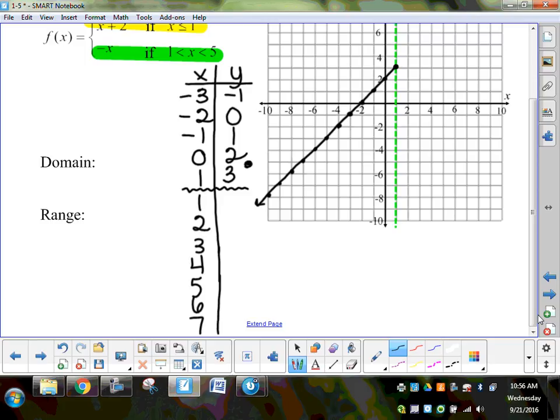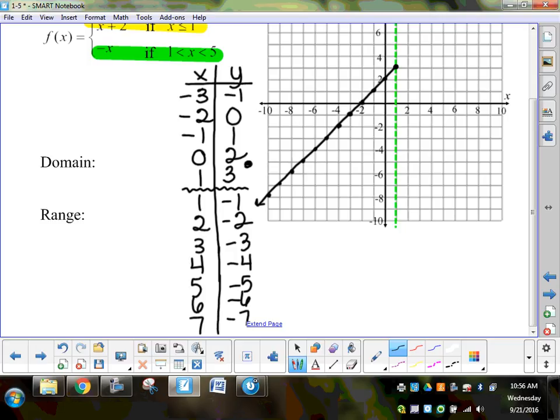Erica T., what would you get as your output? Negative 1. What about when I plug a 2 in? Catherine? And negative 3, negative 4, negative 5, negative 6, negative 7. So I'm going to plot all those points. Is that right? Who says no?